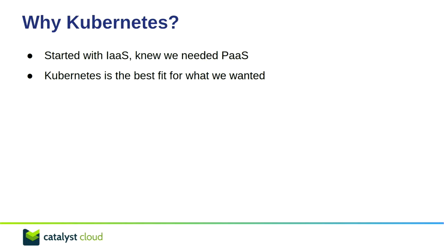So why are we interested in Kubernetes? Obviously, we started with infrastructure as a service. We always knew that we were going to need to have platform as a service because that's obviously where things were going. Again, we looked around at a bunch of the options. Kubernetes was the best fit for what we wanted to do. It seemed like quite a sensible thing. But there were some gaps.